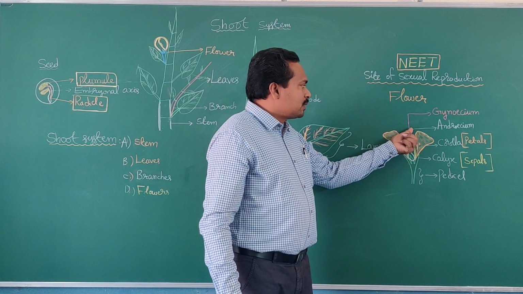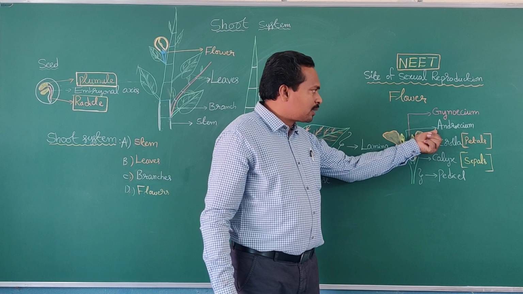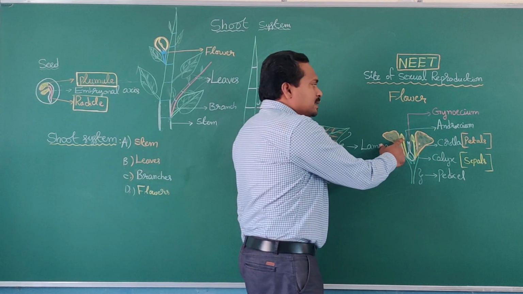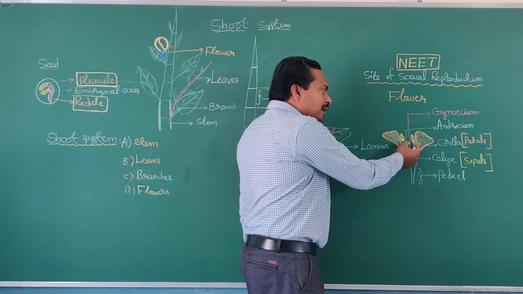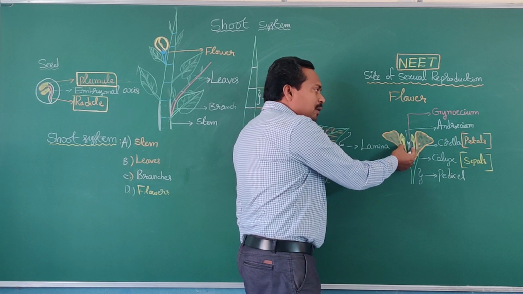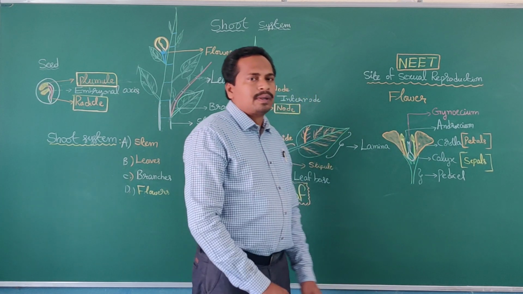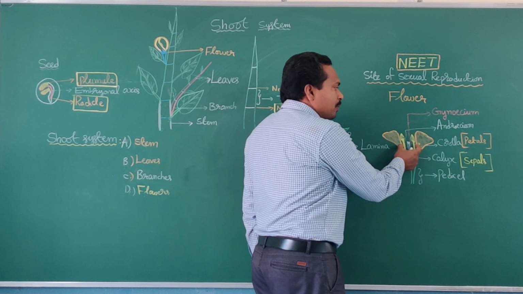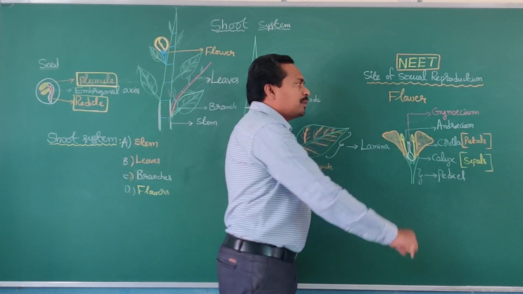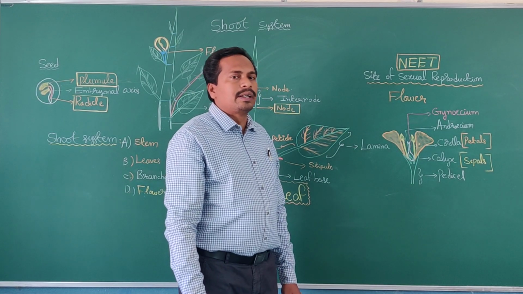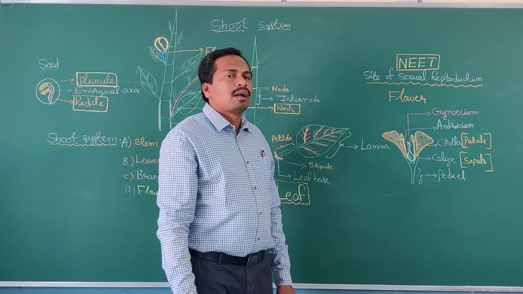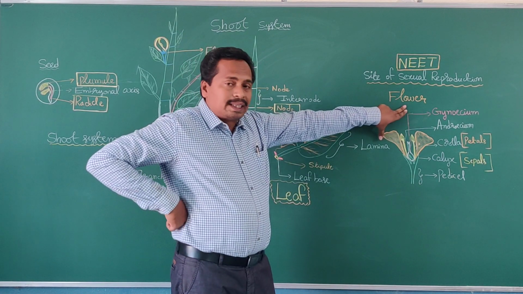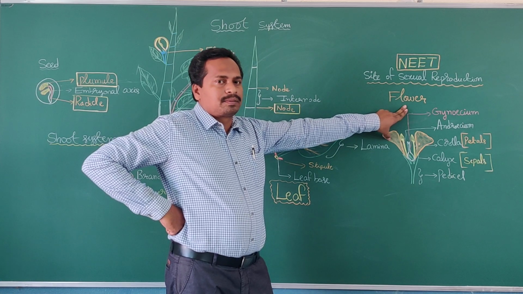And next, what are the parts? The third part of the floral leaves of the flower: androecium. The androecium is the male reproductive structure. The units of the androecium are known as stamens. Okay. Next, fourth, the floral leaves: gynoecium. The gynoecium is the female reproductive structure. The units of the gynoecium are known as pistil or carpels. Okay.